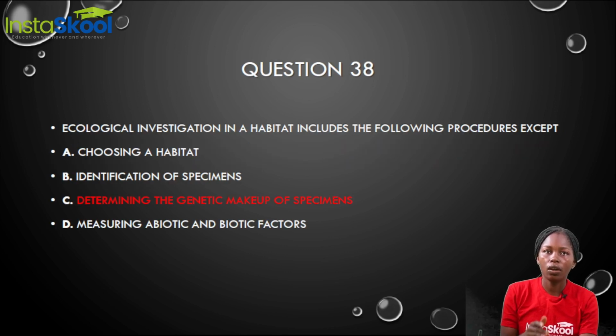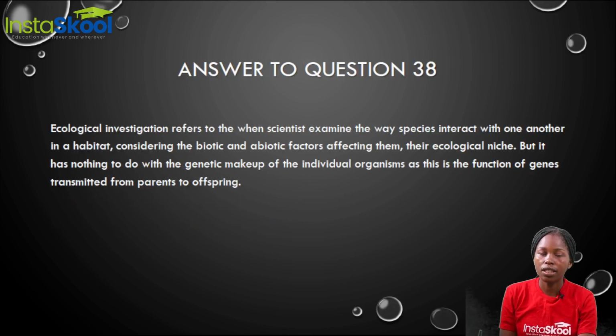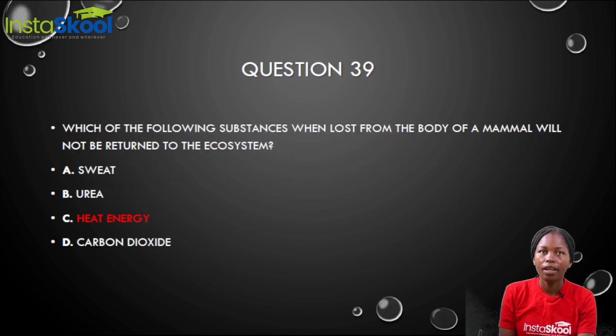So when we take a look at our options, the odd one out is option C. And why do we say so? Because the genetic makeup of every individual organism is determined by their genes, that is, the genes transmitted from the parents to the offspring. Now we move on to question 39.